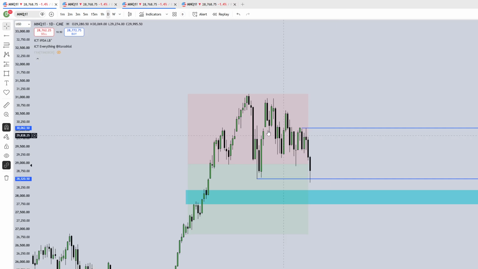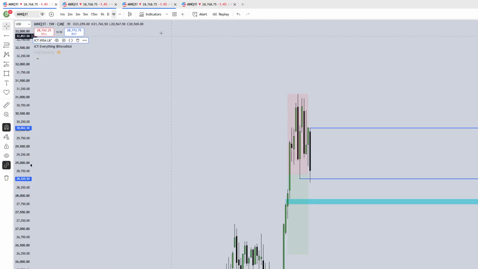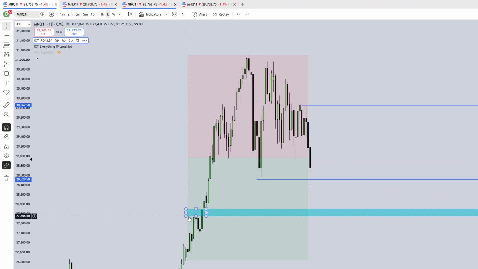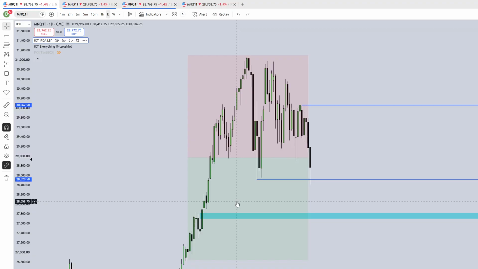That's definitely a possibility. But if we get down into this weekly fair value gap, I'll be using this daily gap here as a target for the downside. And then this is previous week's high. And notice how we have this gap short, this SIBI here. So, it really depends on how we react around here.